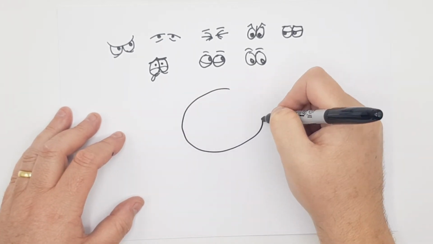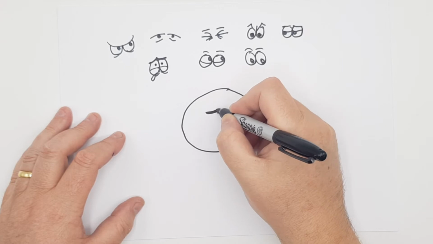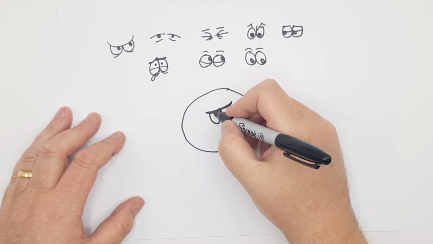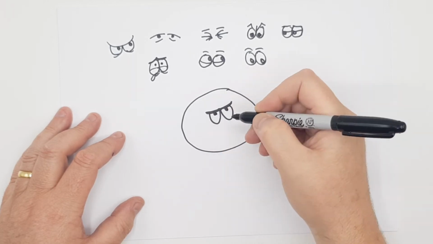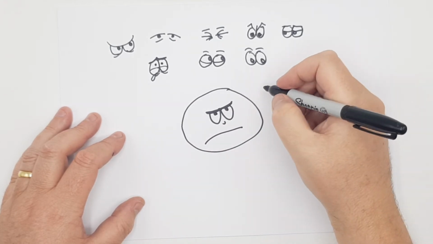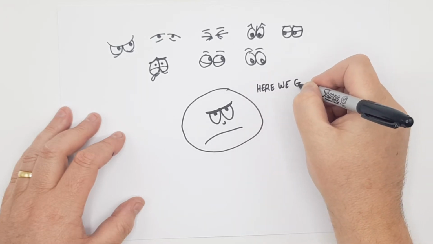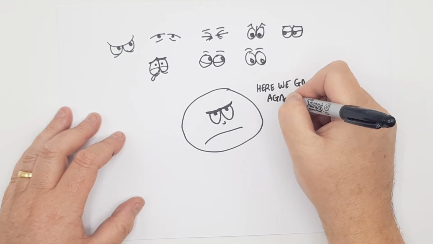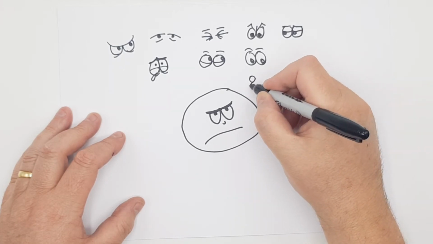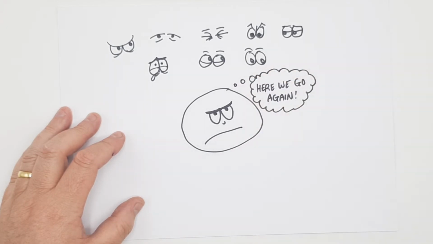So now what we're going to do is try and recreate one of the characters we drew with the pencil, with the upturned eyes and the unhappy look. This time I'm going to try and make the emotion a little bit stronger. There we go. Now we're going to add in what he's thinking. Yep. Here we go again.